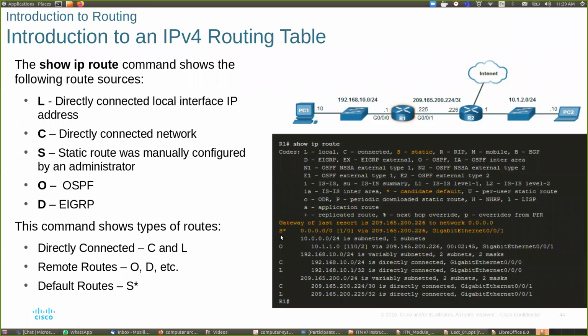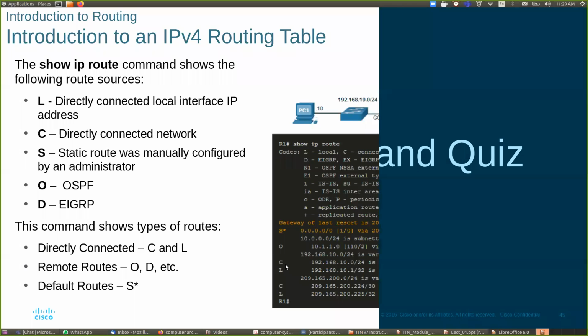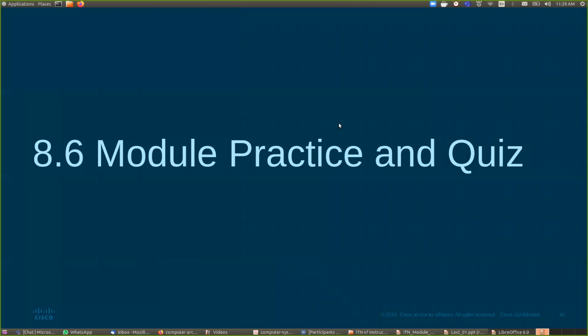You see S with a star is a default route. Wherever you see S and star, it is a default route. Okay. Wherever you see L, it is a directly connected local interface. Wherever you see C, it is a directly connected network. So this is all for today.